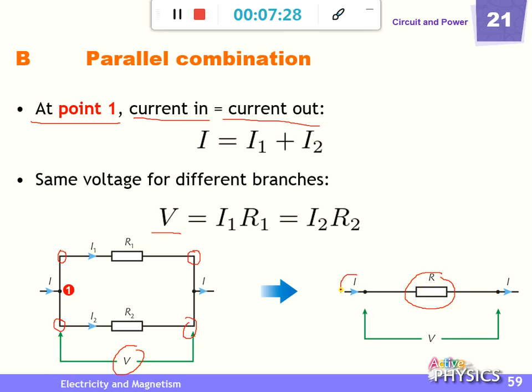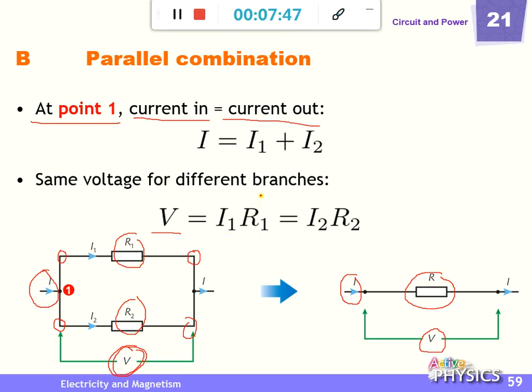Once again, the input current should be the same, and the potential difference should be the same. We want to find out the relationship between R equivalent and R1 and R2.